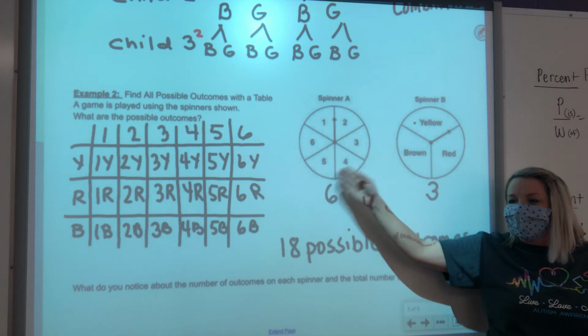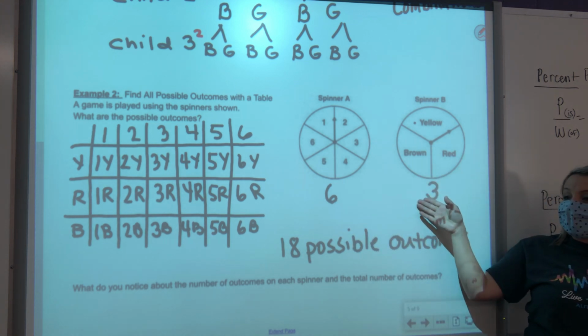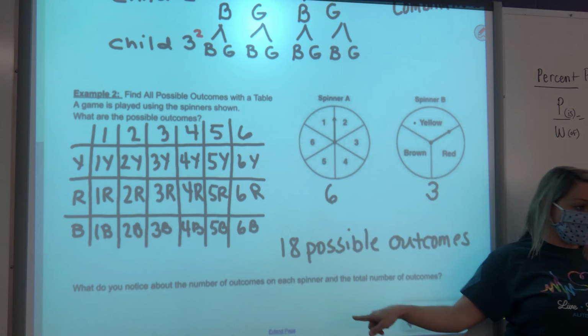Outcomes of spinner A are 6, outcomes of spinner B, 3. So 6 times 3 is 18.